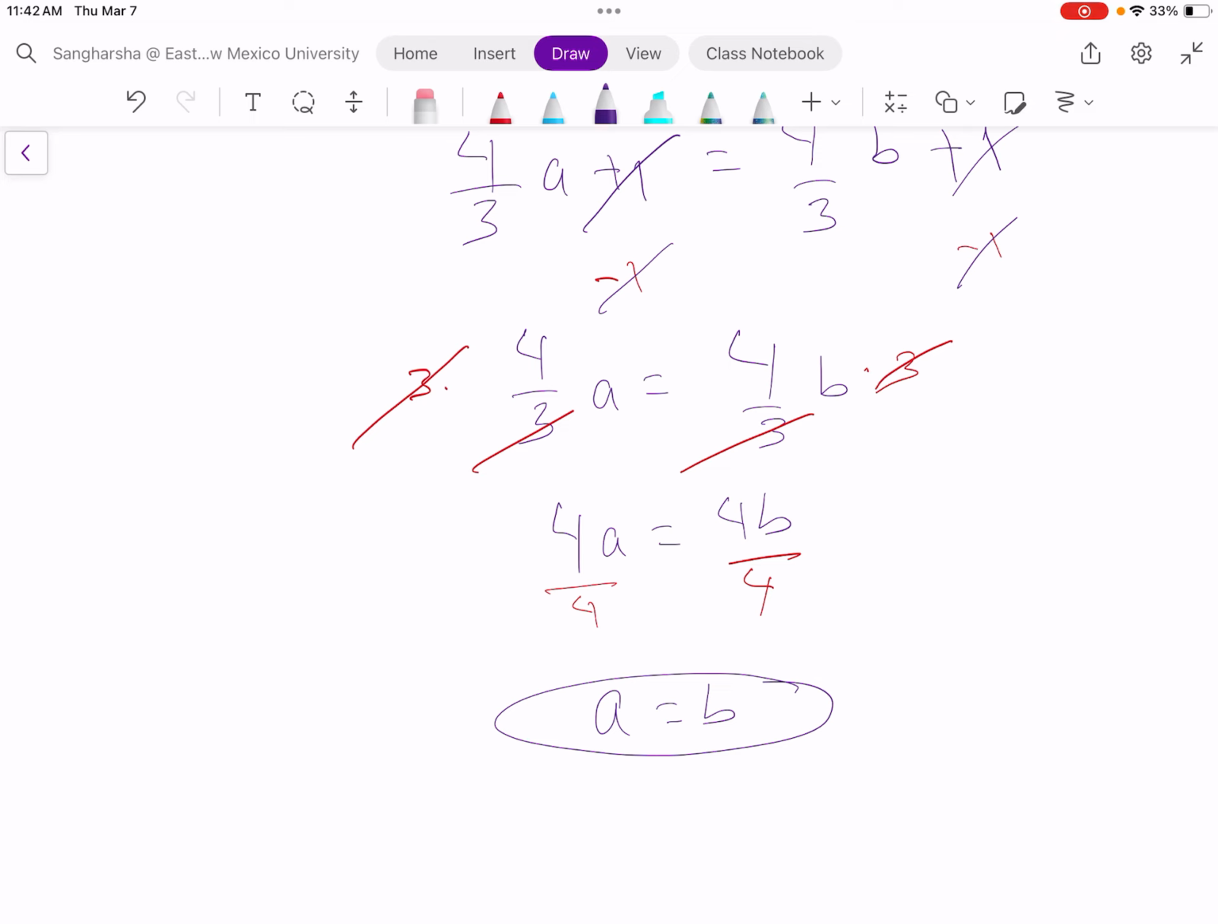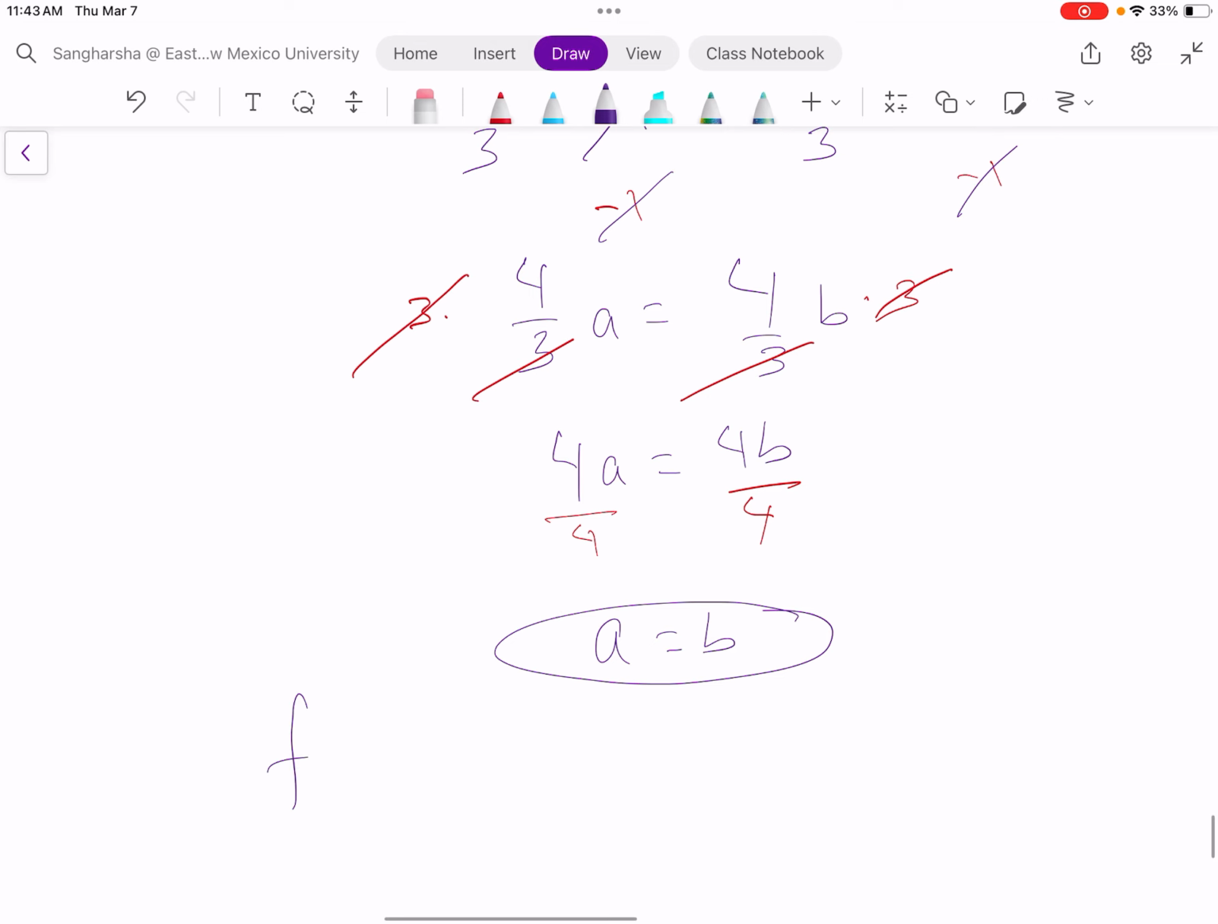So we started with two different inputs having the same output. When we simplify, we found that those two inputs have to be the same, and this proves that our function f is a one-to-one function. And if you get A not equal to B, then your function is not one-to-one.